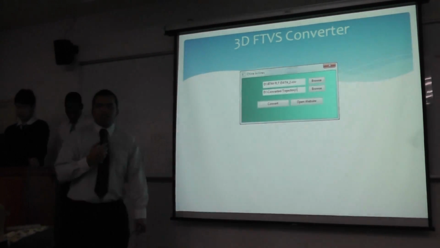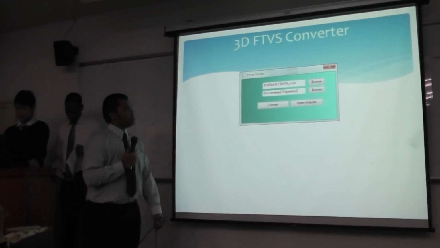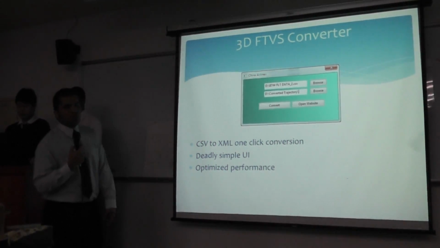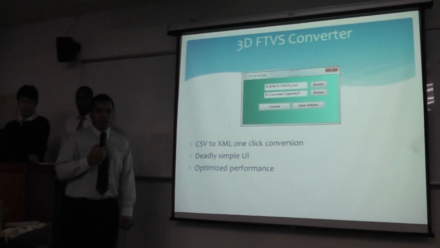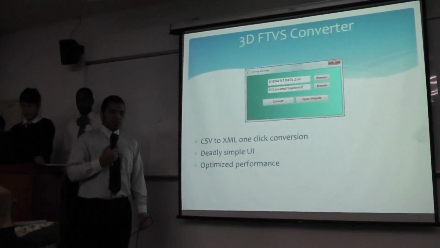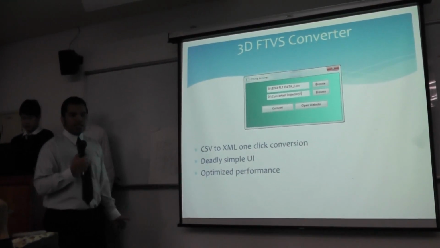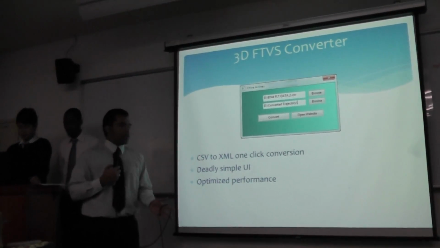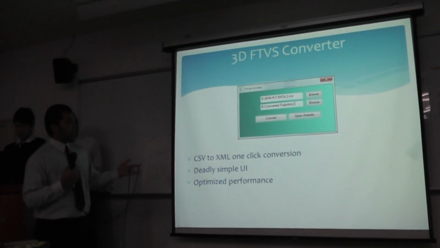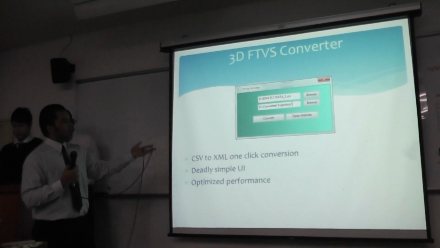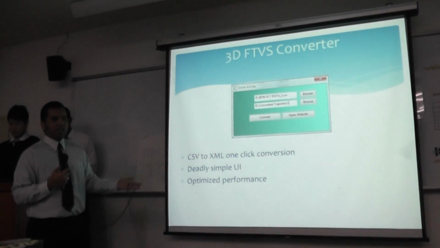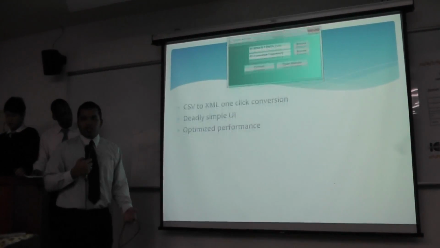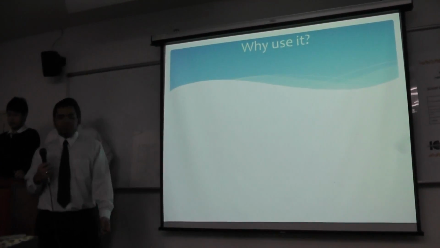This is the other part of our system. This is our converter. CSV to XML. XML is the file format that we prefer, and the files that we have from the black box are all in CSV. So we would take that and use our converter to turn it into XML format. Now, as you can see, it's deadly simple. Input, output, convert. Easy as that. Also, it is optimized for performance. It does what it needs to do without doing anything flashy.